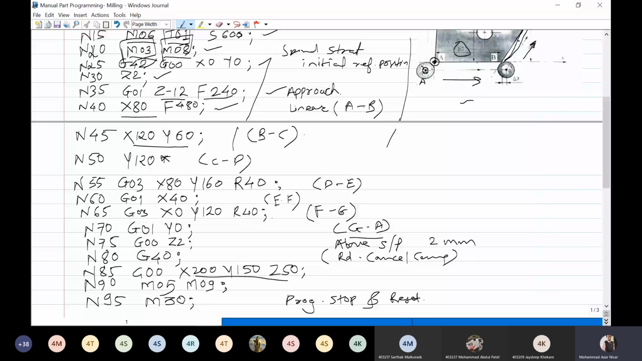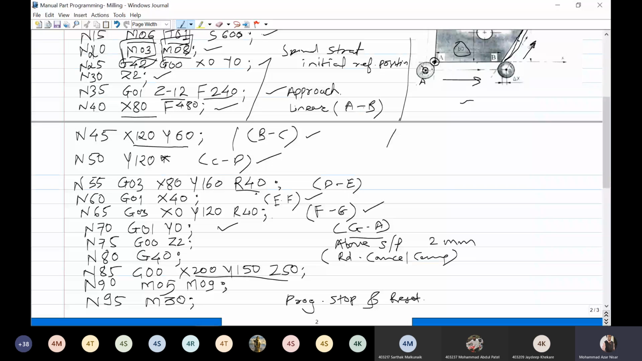Then G03, because it is a counterclockwise circular interpolation, and the radius is 40. And then again linear. Again there is a radius, again counterclockwise. Then you have completed this cutting to the last position, that is from G to A, and after that you lift your tool about 2 mm from the surface of the workpiece. Then you have cancelled the cutter radius compensation that you started with G42.